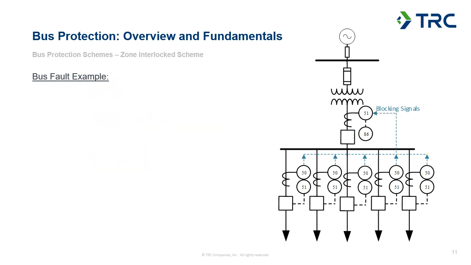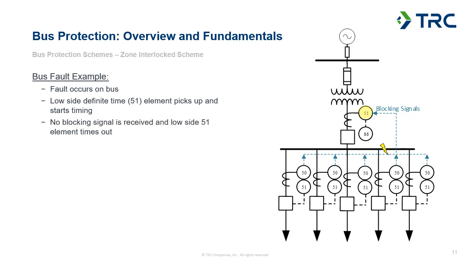If we take a look at the same system with a bus fault example, we'll have a fault located on that distribution bus. The time overcurrent element will start timing on the transformer low side because it will assert to pick up the fault. And you can see that none of the feeder elements see the fault, so none of the overcurrent elements within those feeder protection relays assert.